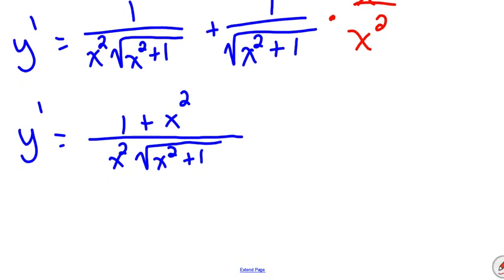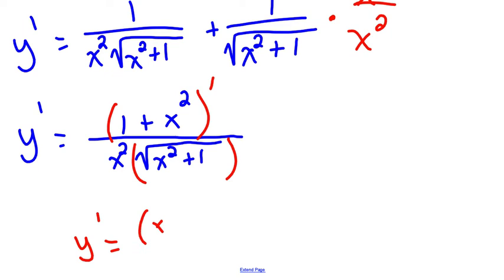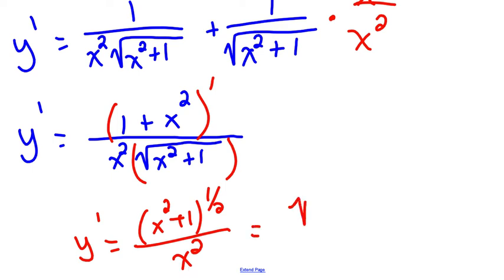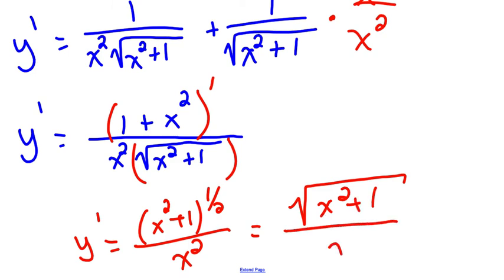Now the only other thing we can do to simplify this is I have an x squared plus 1 raised to the first power, and I have a square root of x squared plus 1. So that's like x squared plus 1 raised to the 1/2. You can rewrite it like that if you want to, but basically what we're going to do is subtract those exponents. So 1 minus 1/2 gives you 1/2, which means I have x squared plus 1 raised to the 1/2 all over x squared, which we could rewrite as the square root of x squared plus 1 all over x squared.